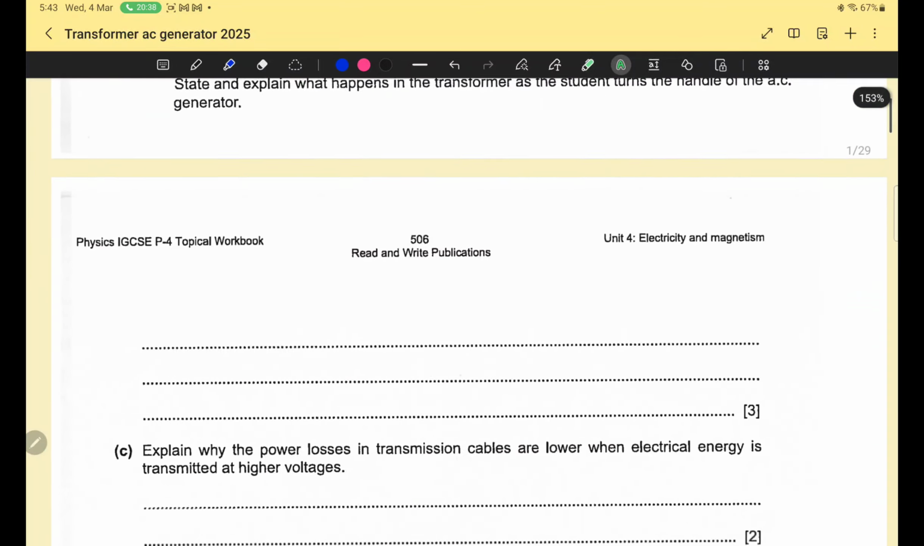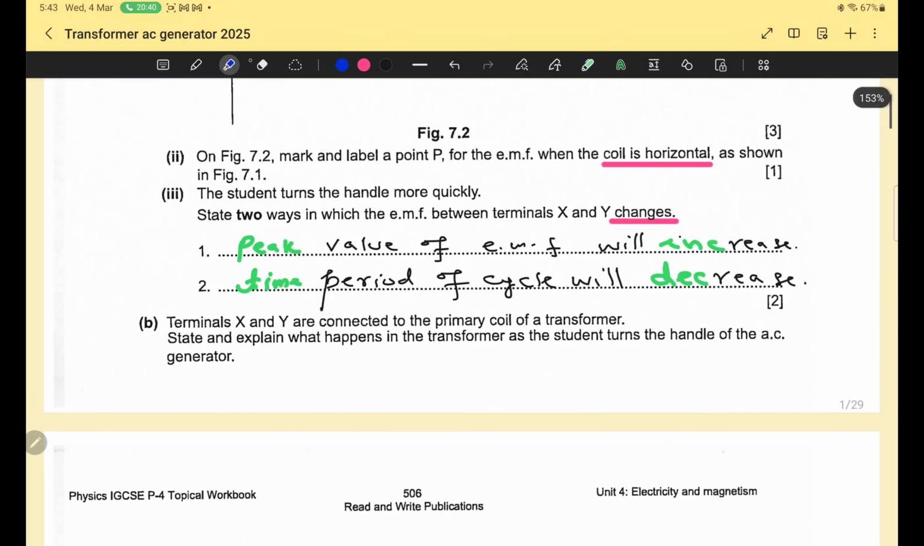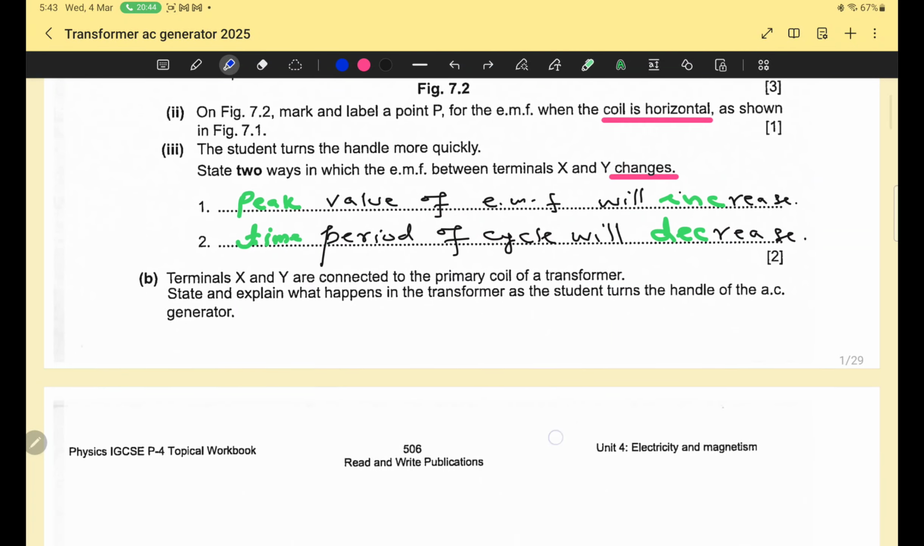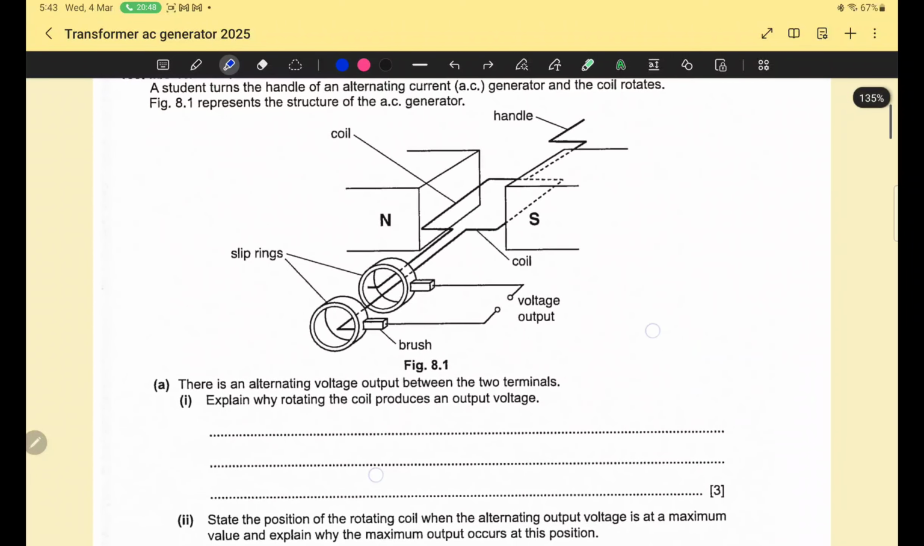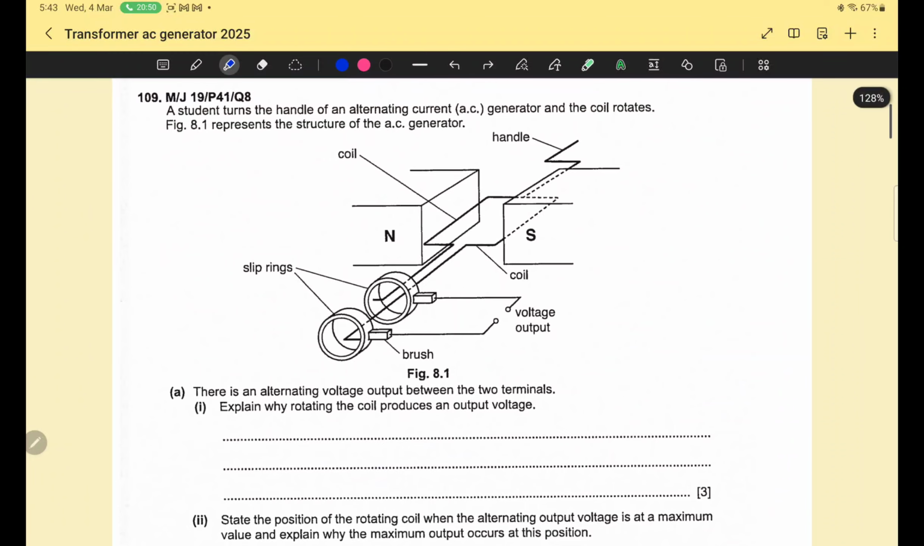And now the next part is about transformer. But right now, I'm not interested in transformer. We will start transformer 15 minutes later. And now we have another question. We have another question on generator.